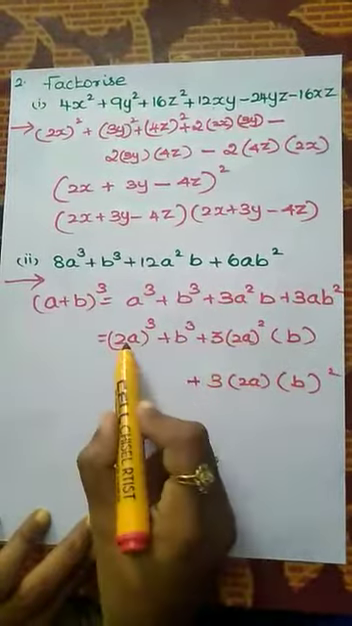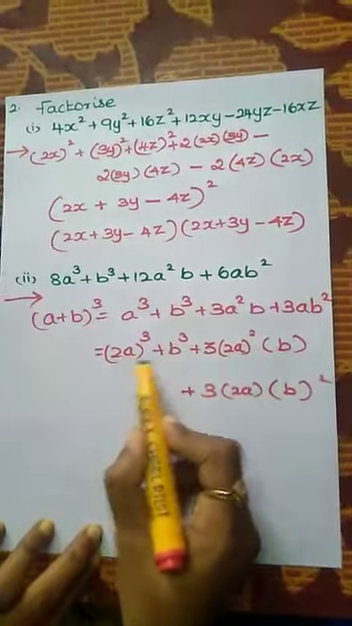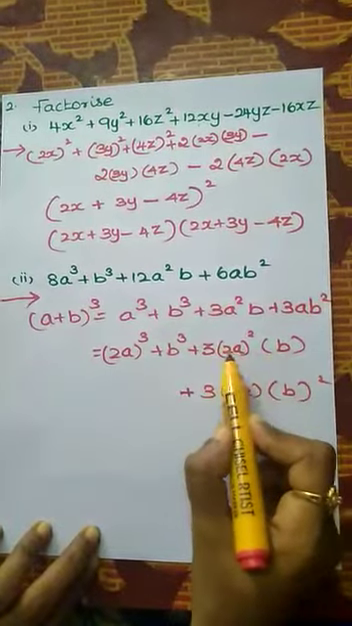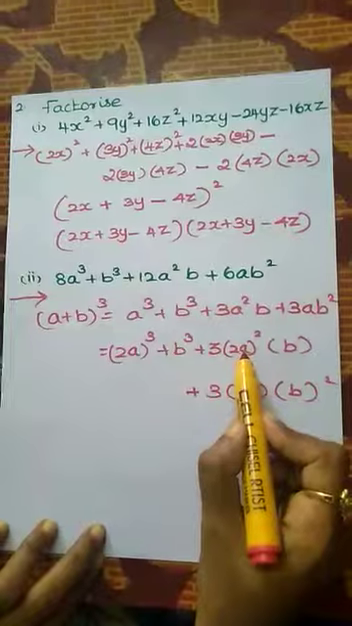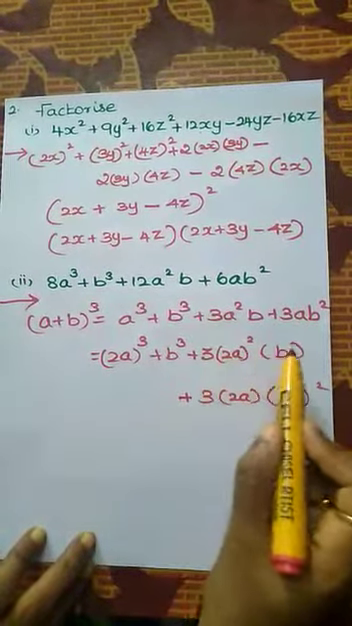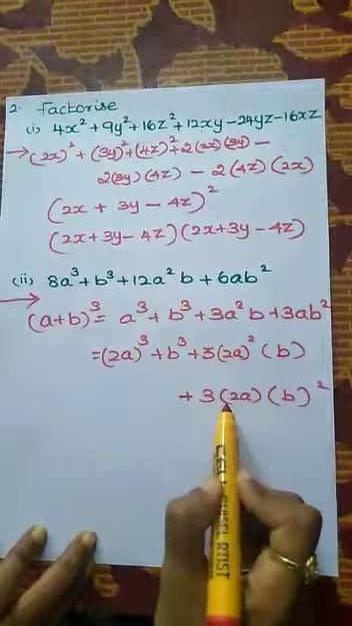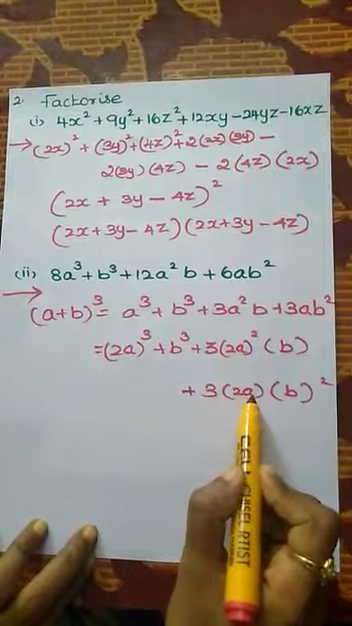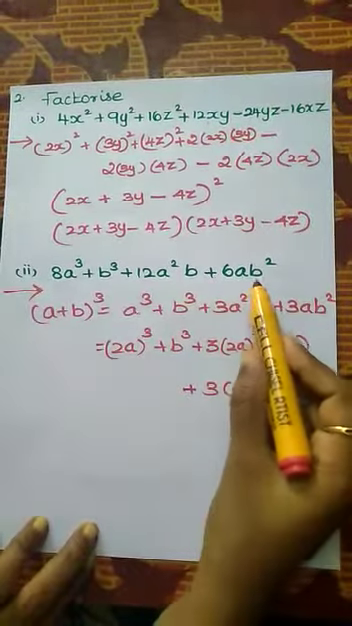Now apply the values. 2a the whole cube means 8a cube. The next one is b cube. The third term is 3a square b. What is the 2a the whole square value? That is 4a square. 4a square into 3, 12a square. 12a square into b, 12a square b. The next one, 3ab square. 3 into 2, 6a. 6a into b square, 6ab square.